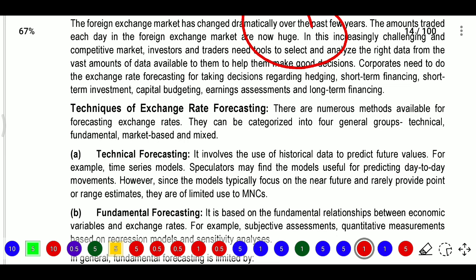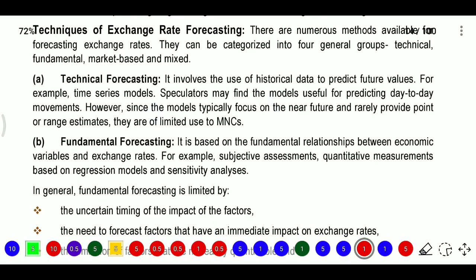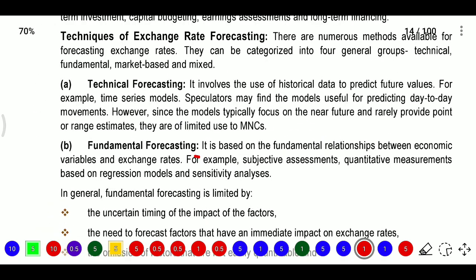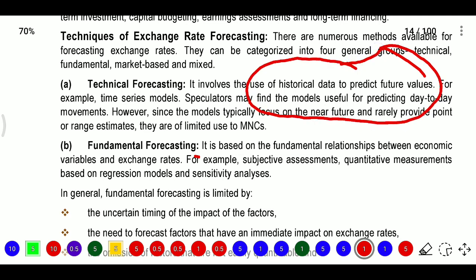The techniques may be of four types. One is technical forecasting, another is fundamental forecasting, another is market based forecasting, and another is mixed forecasting. So what is there in technical forecasting? Technical forecasting involves the use of historical data to predict future value. So to predict the future value, they will use the historical data.